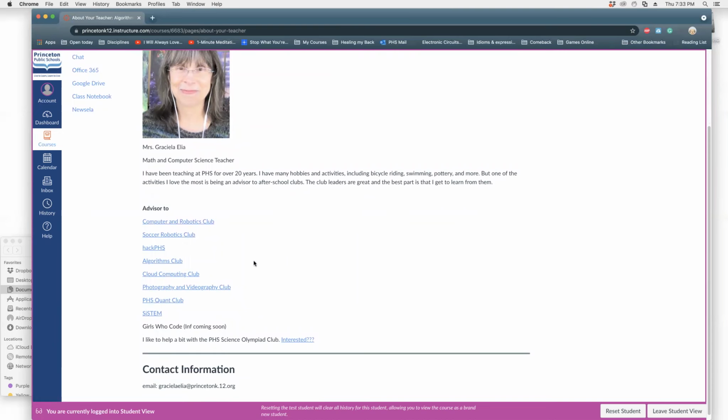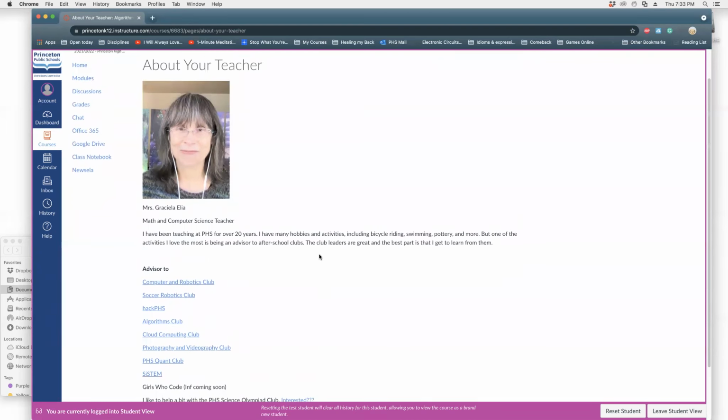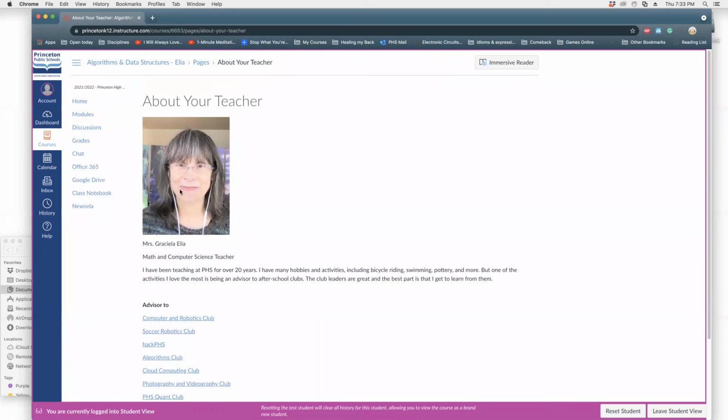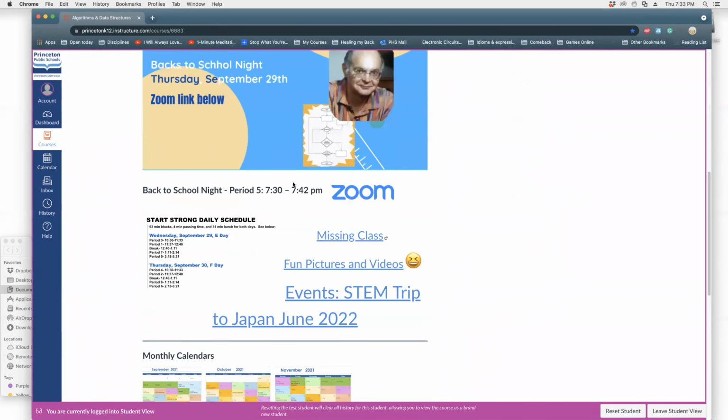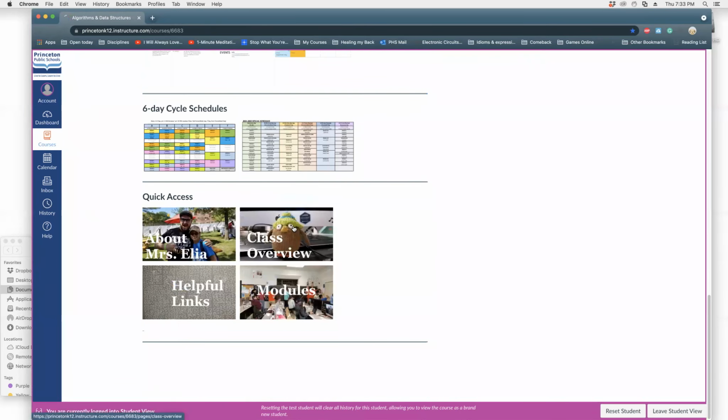Tomorrow is the club fair. And so this is probably going to increase a little bit as we go. It would be nice if you guys spend a little time looking at it at home. I don't want to take the time right now to talk about that because we have very limited time. So let's go back to the home screen. And from the home screen, let's go to the class overview.